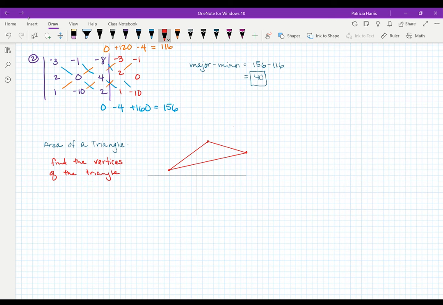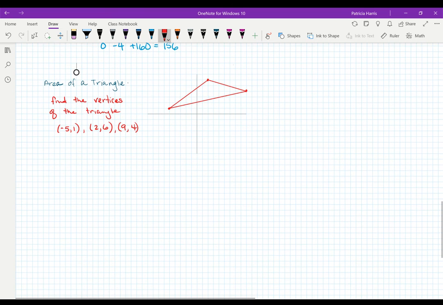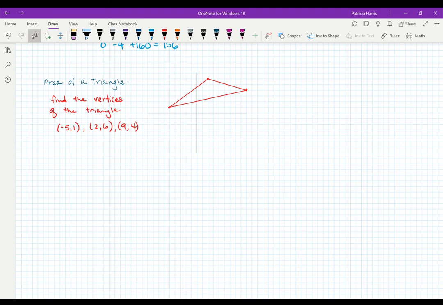So let's see, 1, 2, 3, 4, 5. So -5, 1, and then 2, 2, 6. Okay, and then 1, 2, 3, 4, 5, 6, 7, 8, 9, 4. Okay, so what you're going to do is you're going to write a matrix. Okay, and that matrix is going to look like this.